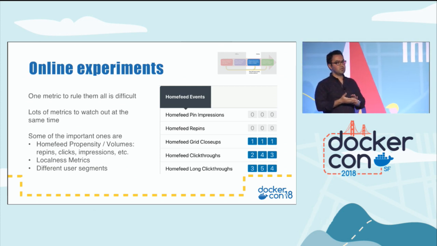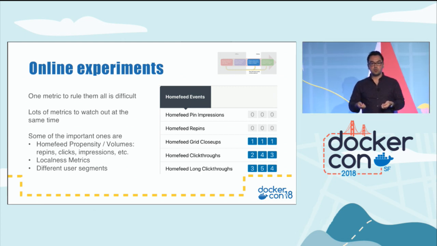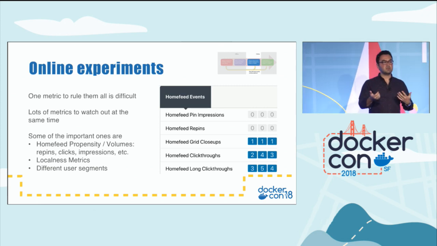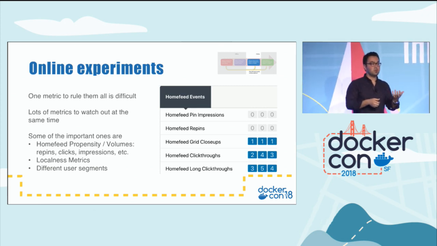The most important ones are how are our labels doing? In other words, with the new algorithm, are we improving the number of repins that the users are making? Are we improving the clicks? Or oftentimes we see a trade-off. Let's say you give up on clicks, but you get quite a bit of repins. So what does that tell you?